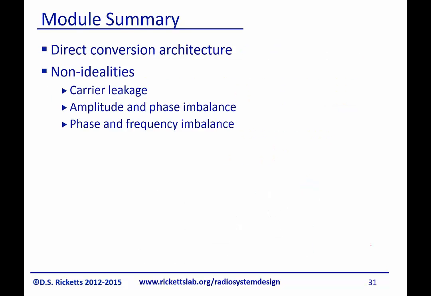All right, so this concludes this module on direct conversion transmission. We talked about the direct conversion architecture and three non-idealities. The carrier leakage caused the constellation to shift as a whole, but keep its shape. The amplitude and phase imbalance caused a distortion in it, so it didn't move from the center, it just distorted around the center. And finally, phase and frequency instability caused a blurring of the constellation due to the variations in both the phase and the frequency of the carrier.